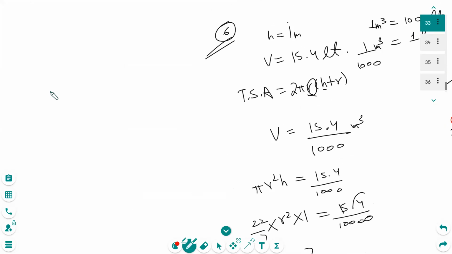Or how about you do it? You do it. 2 pi r h plus r. I have told you all the values. R is 0.07, or you can say 7 over 100. And my h is 1 meter. Let's see if you can plug in the values and calculate the total surface area. Do it. Don't tell me from the back of the exercise.